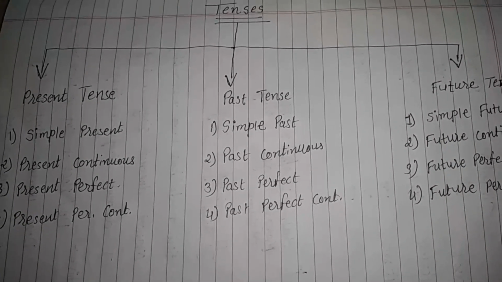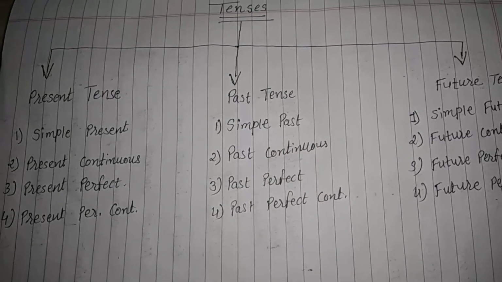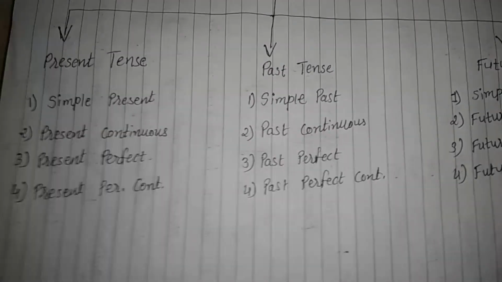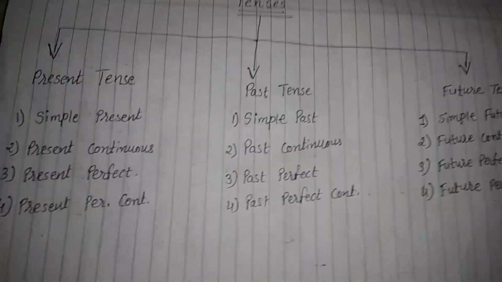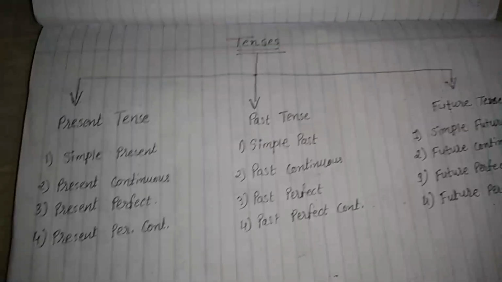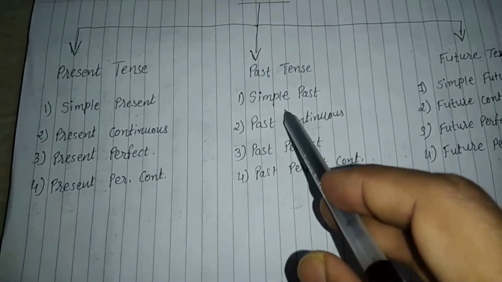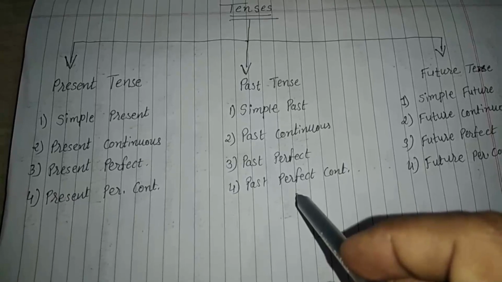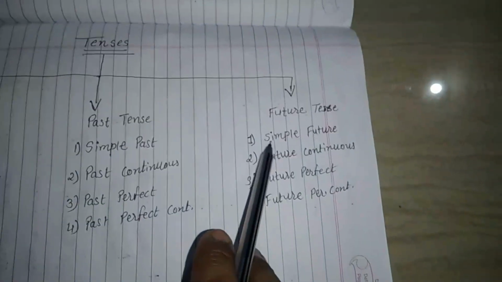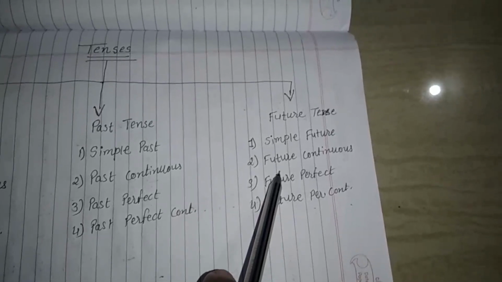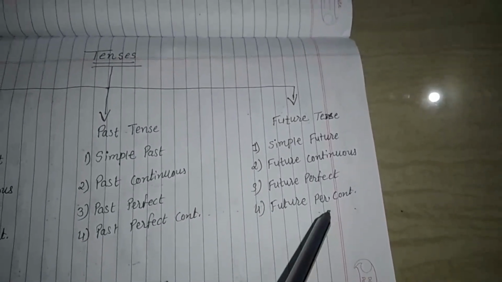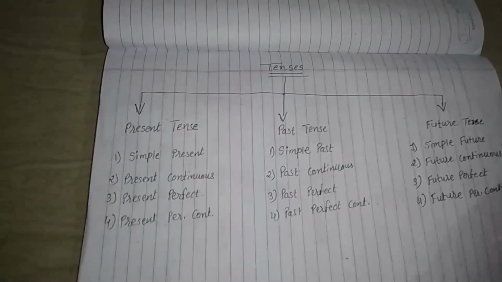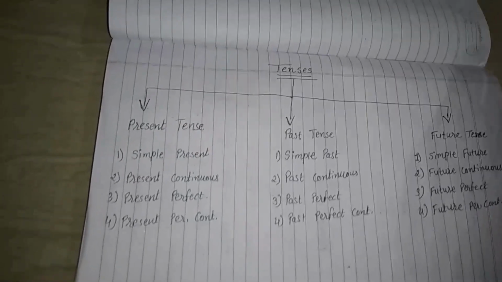Present tense. In present tense, there are four types of tenses: simple present tense, present continuous tense, present perfect tense and present perfect continuous tense. In past tense, simple past tense, past continuous tense, past perfect tense and past perfect continuous tense. In future tense, simple future tense, future continuous tense, future perfect tense and future perfect continuous tense. Now we will start with first tense, simple present tense.